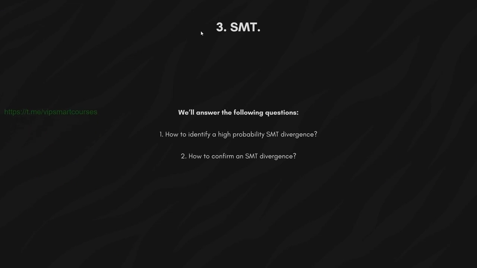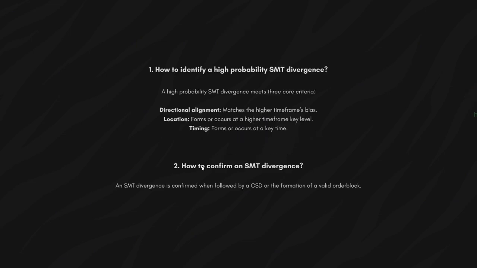Next up, we will talk about SMT divergences, and we will be answering two important questions regarding them. Number one, how to identify a high probability SMT divergence, and number two, how to confirm an SMT divergence. These are two important questions that you must be aware of. So first of all, let's talk about how to identify a high probability SMT divergence.